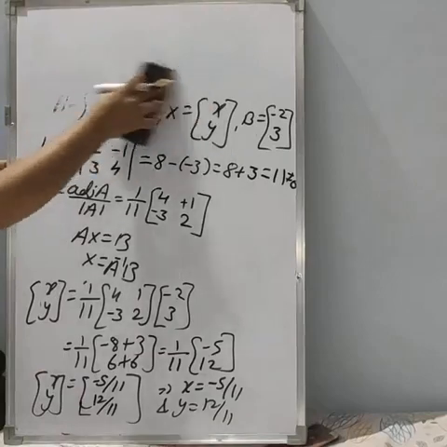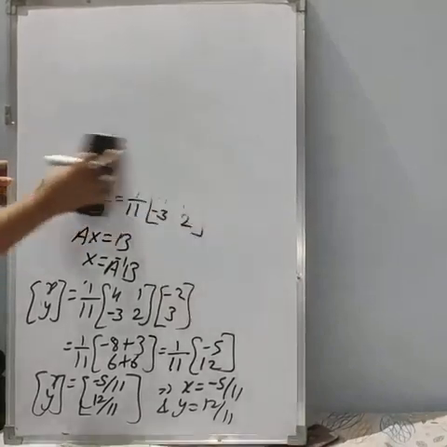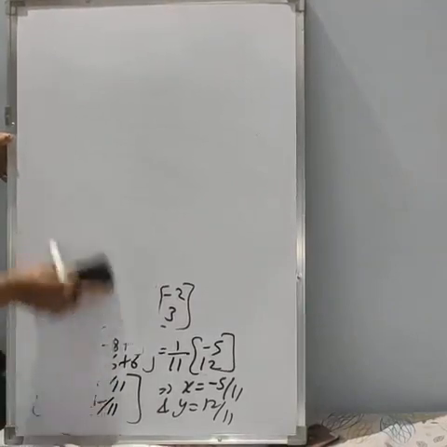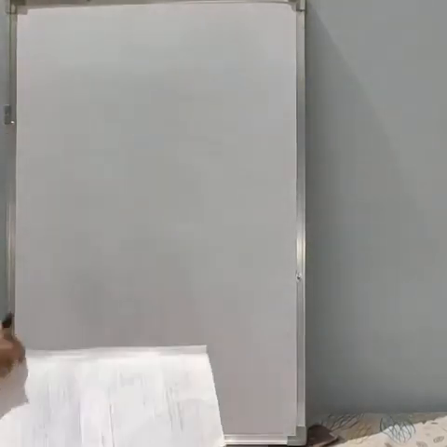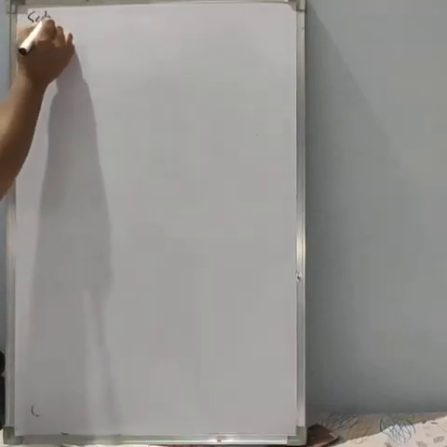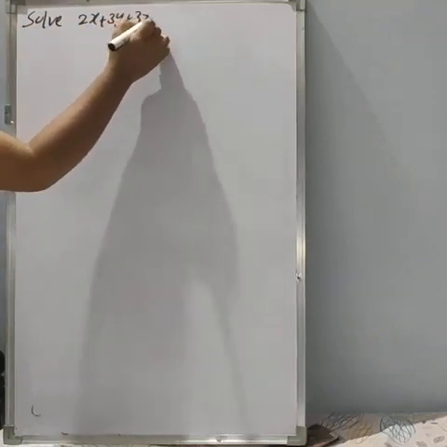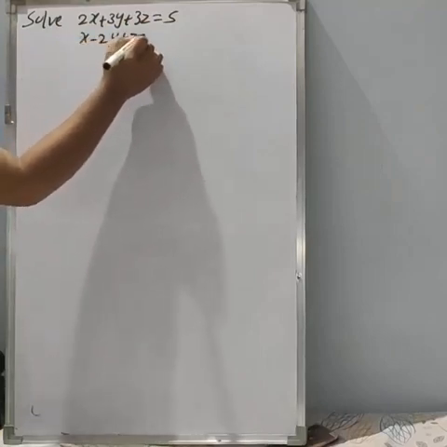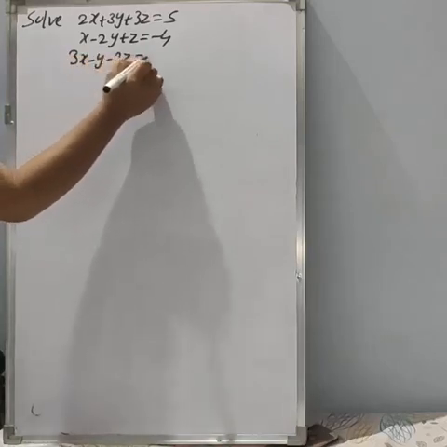So I have solved two examples. If it is an order 2 matrix, it means only two equations are given. But suppose there are 3 equations given, then how to find the values of x, y, z using the matrix method? Okay. So let us see one example. Solve 2x plus 3y plus 3z is equal to 5. Next, x minus 2y plus z is equal to minus 4. And 3x minus y minus 2z is equal to 3.